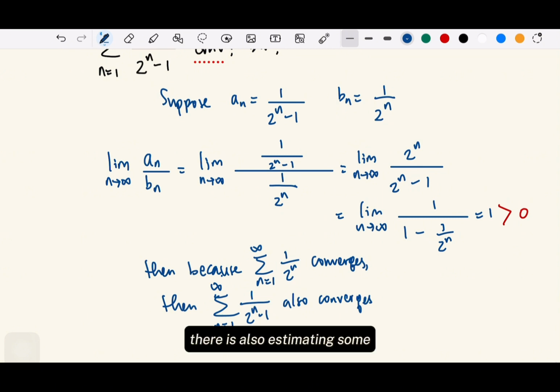There is also estimating sum, but I think I will skip it for the comparison. Skip this this time.